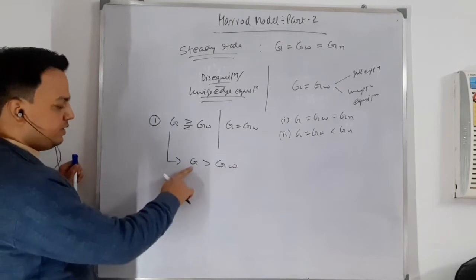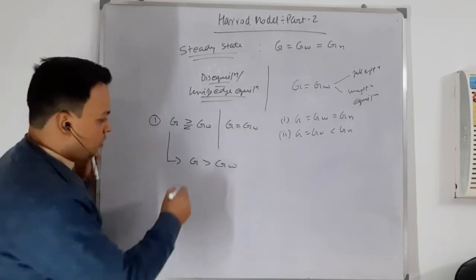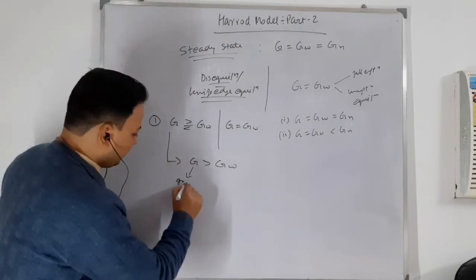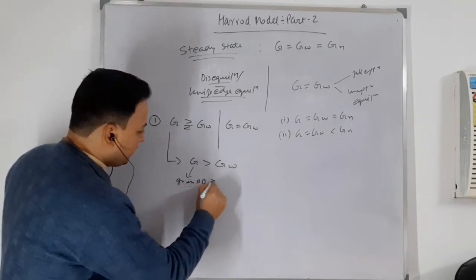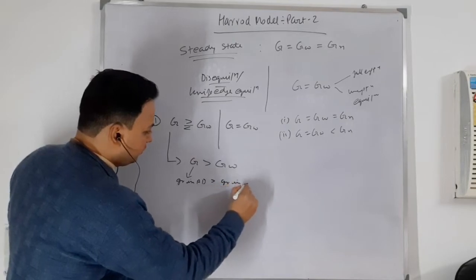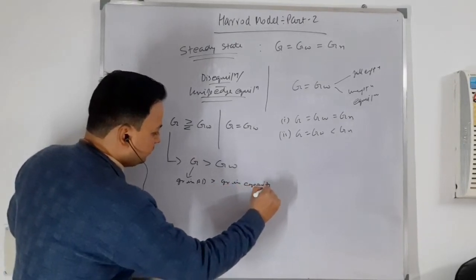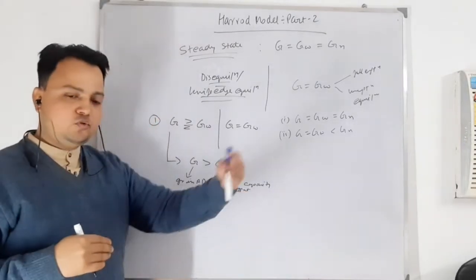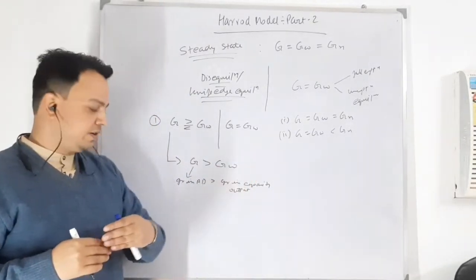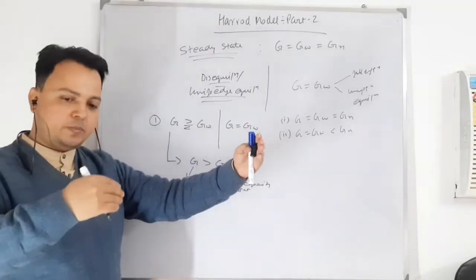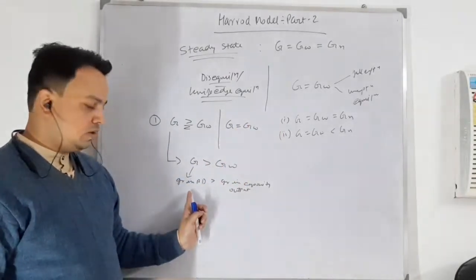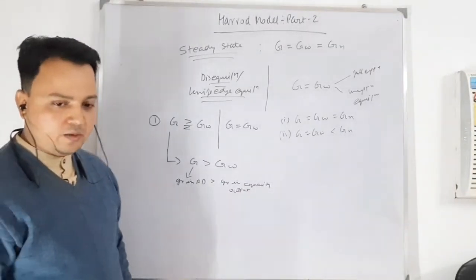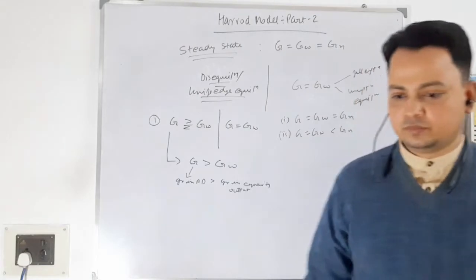What is G? G is actual growth in output, or for the time being understand this in this way: growth in aggregate demand. Growth in aggregate demand is more than growth in capacity output every period. Here I am looking at continuous time period. So aggregate demand is growing in every period, your capacity output is growing in every period. In every period, growth in aggregate demand is more than growth in capacity output. Then what will happen in that case?